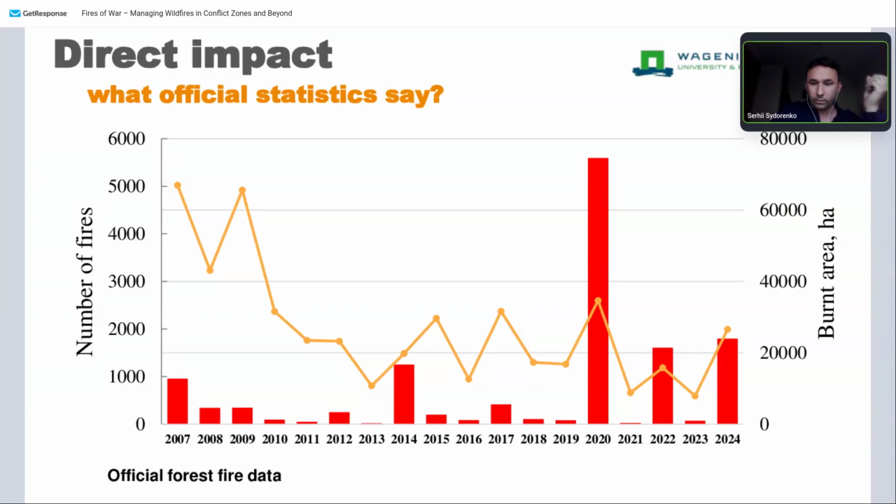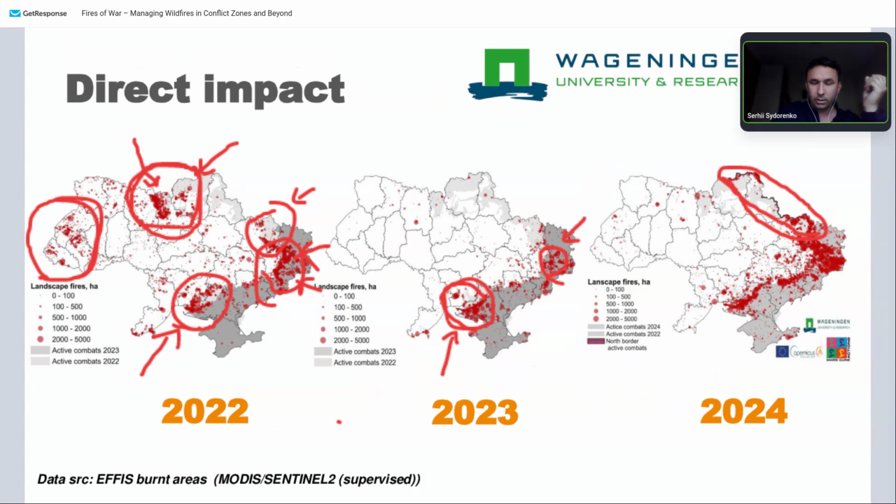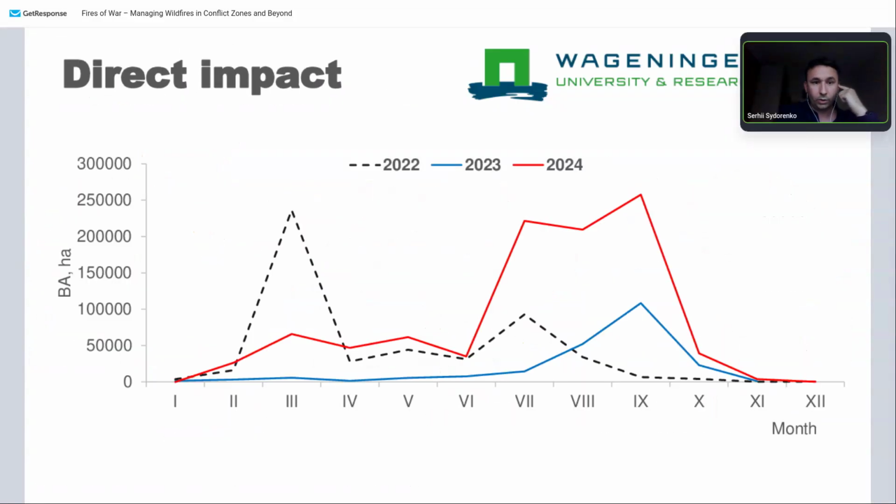And if you return to the previous slide, for 2024, for example, the total burned area from landscape fires is around 1 million hectares. This number is huge, actually. It is more than in the whole of Europe altogether, with North Africa and also the Middle East. So the number is huge.